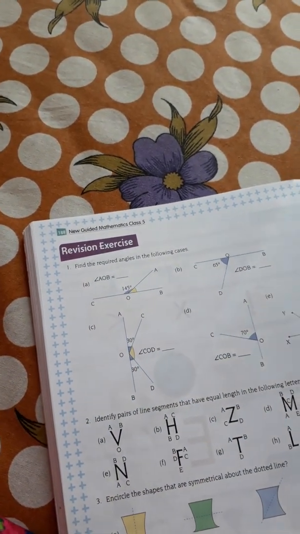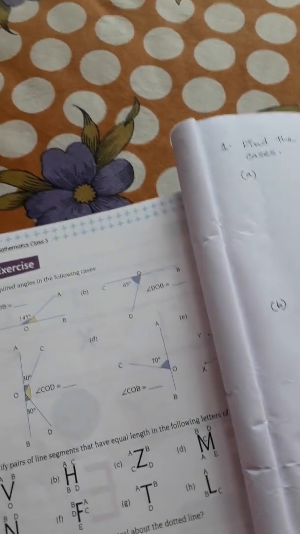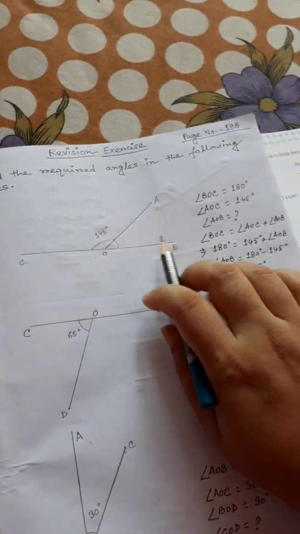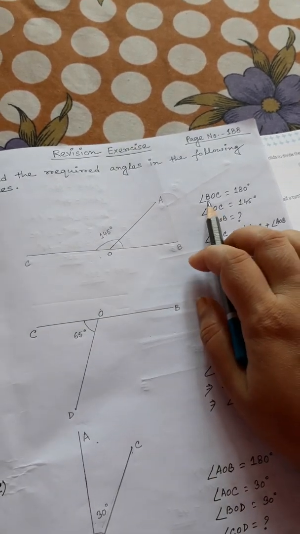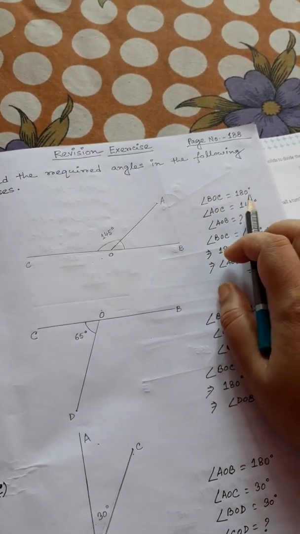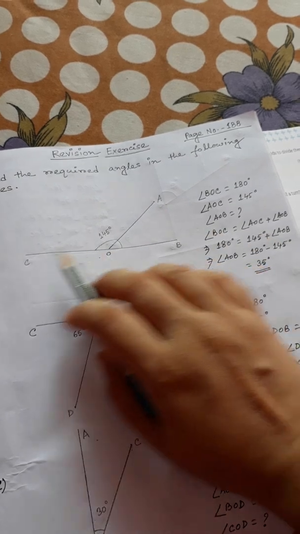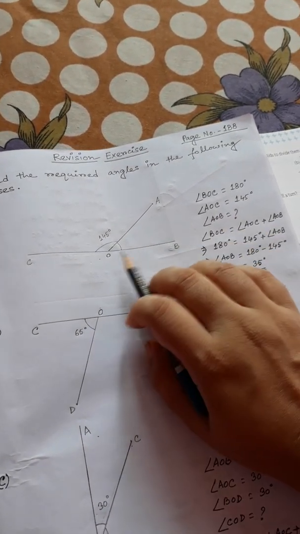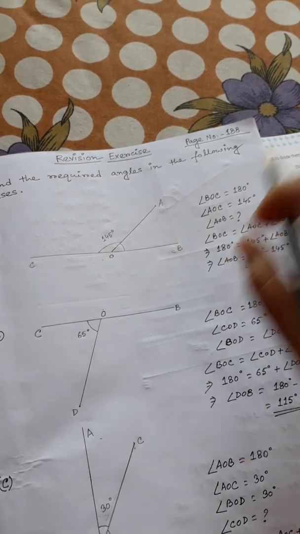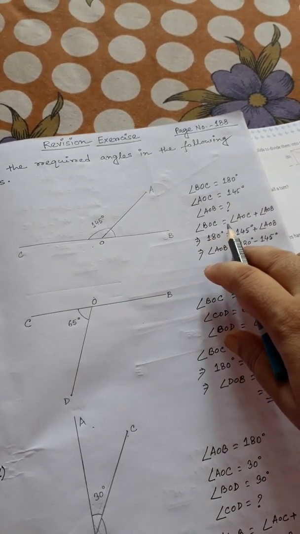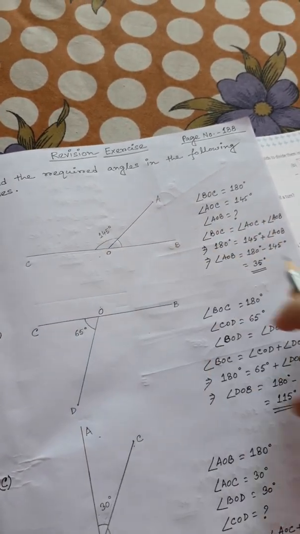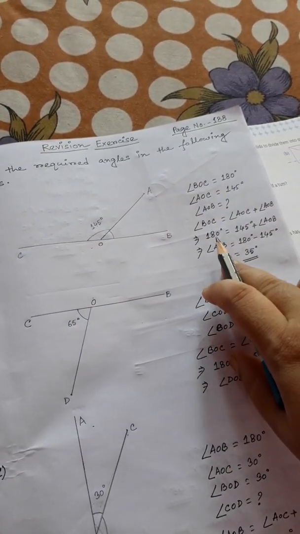So you know that a straight angle is 180 degrees. The straight angle measures 180 degrees. So you see this angle BOC is equal to 180 degrees. Angle AOC is equal to 145 degrees, given. So angle AOB you have to find out. So we know that angle BOC equals angle AOC plus angle AOB. So you write it this way and then you put the values.